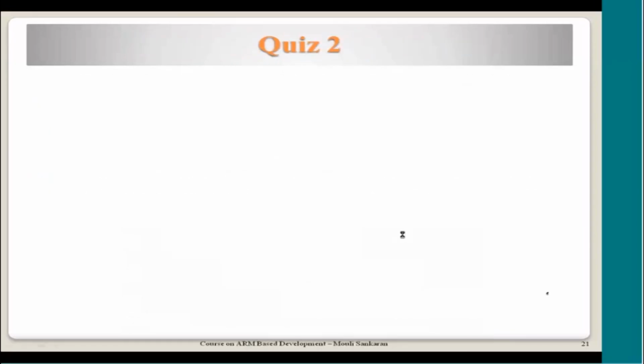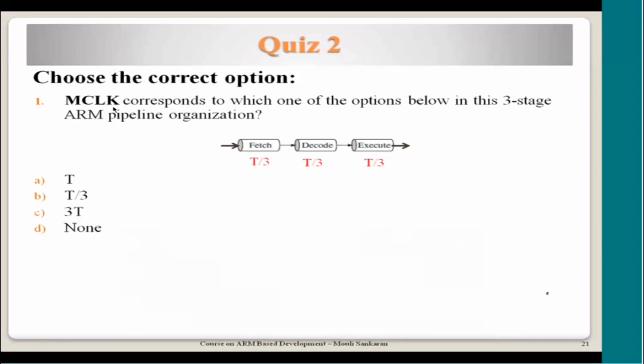Now it's a twist time again. I'm asking a simple question here. M clock corresponds to which one of the options here? Okay, so this is a kind of stage where every stage takes t by 3 seconds or whatever unit of time you can think of. Now M clock has to run at t, or t by 3, or 3t, or none of the options are right. Please spend some time and choose one of the options.